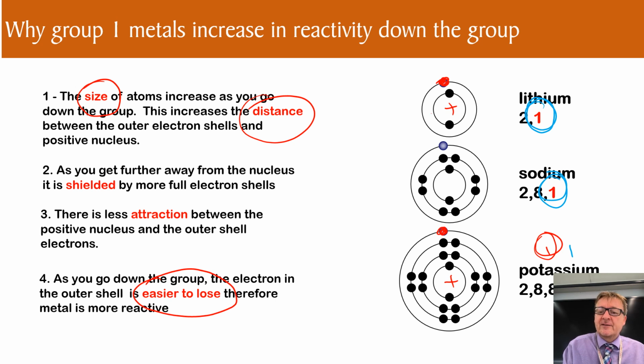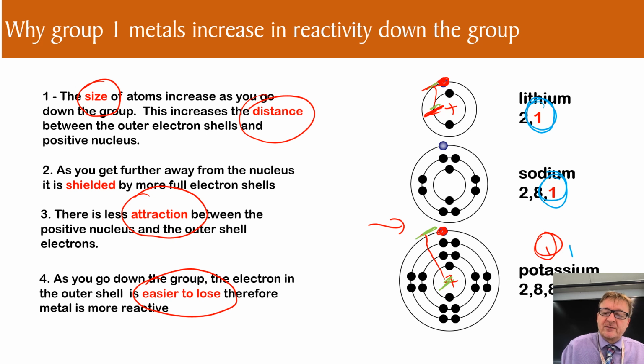The distance from there to there is much smaller than the distance from there to there, which means this electron is going to be easier to lose, which is why potassium is more reactive. There is also less attraction. So from that positive there to that positive there, right? There's stronger attraction than from that positive there to that positive there.